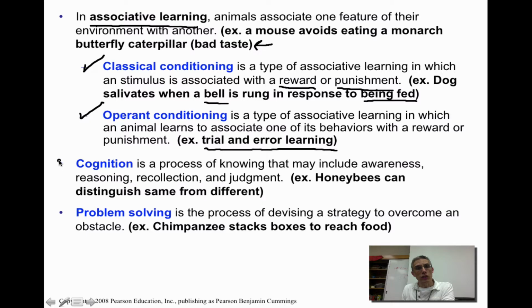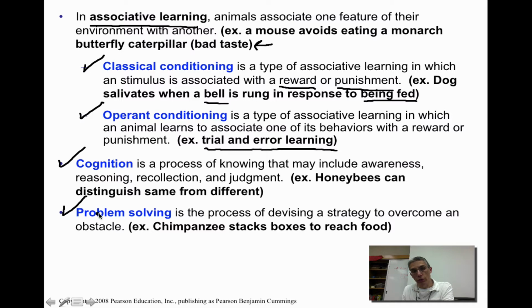Another word we need to refer to when it comes to the idea of learning is cognition. Cognition is a little bit different from what we've talked about because it's a process of knowing that may include an awareness, a reasoning aspect, recollection, and then possibly judgment on the part of that animal. A good example of cognition is honeybees. You can expose these insects to various colors and various patterns, and they can distinguish between different colors and between the patterns. Again, it's all based on the reward these animals receive at the end, but this is a good idea of distinguishing same from different.